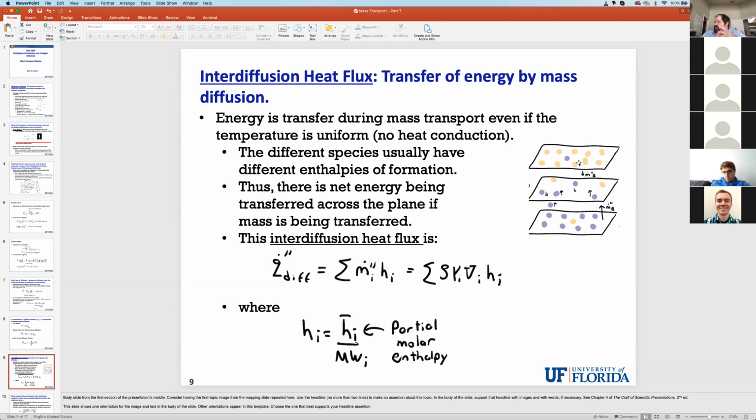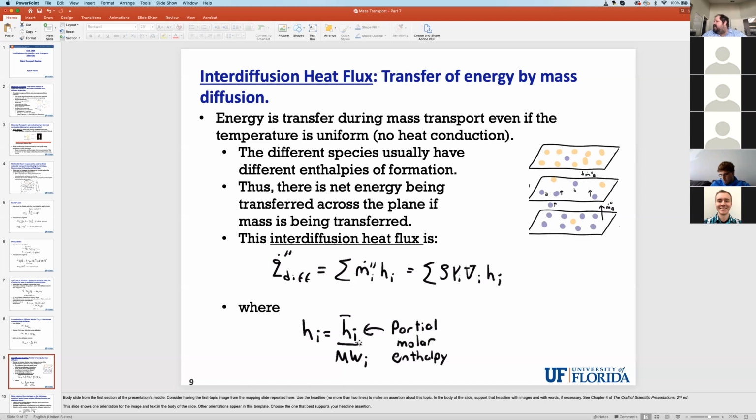This here is called, as I said before, the interdiffusion heat flux, and I'm just going to call this q dot double prime diff. This is just the sum of m dot double prime i, the diffusion mass flux, times the enthalpy of species i, where h_i is just the partial molar enthalpy divided by MW_i. And this is the same partial molar enthalpy that you worked with on homework 1. Okay.